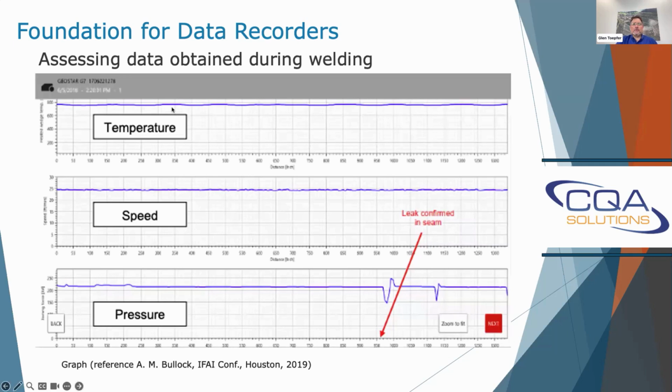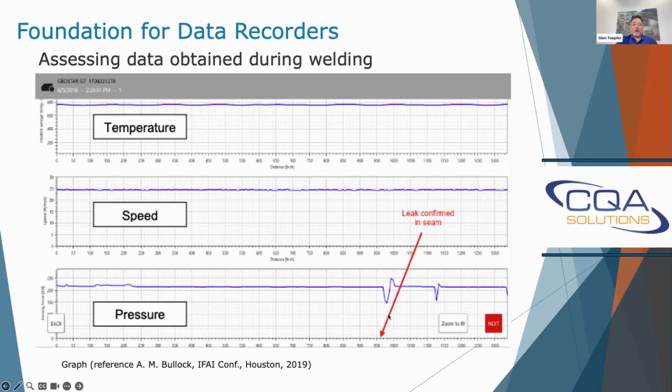As a foundation for data recorders, assessing the data here, this is a graph that was presented back in 2019 by Alan Bullock, and it shows Leicester equipment, a graph of temperature, speed, and pressure during welding, and the weld started here on the left side, and then the distance was, I can't read it on the slide, but it monitored the whole distance. And so you're looking at these graphs for the three parameters of the magic triangle: temperature, speed, and pressure. And this graph showed here there's an anomaly, and they confirmed a leak at this location in the field.